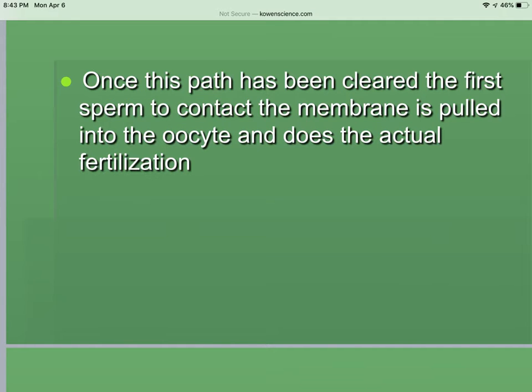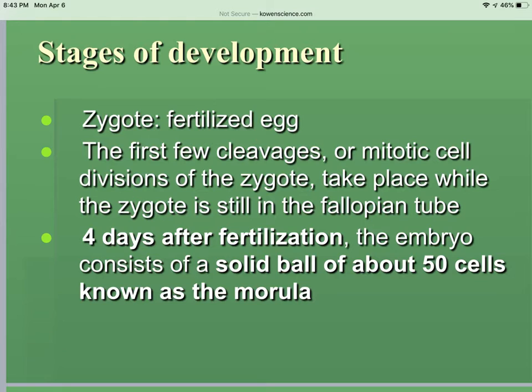Once the passageway has been cleared, the first sperm to contact the membrane is pulled into the oocyte and does the actual fertilization. Once the egg and sperm have come together, it is now a fertilized egg, called a zygote. Then the first few cleavages, or mitotic cell divisions, of the zygote will take place while the zygote is still in the fallopian tube. Fertilization actually happens in the fallopian tube versus the uterus.